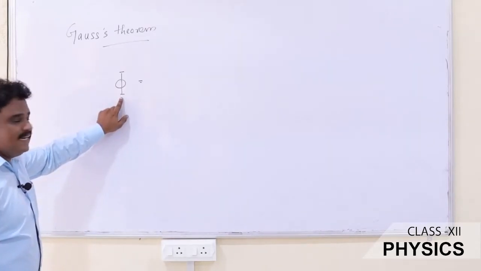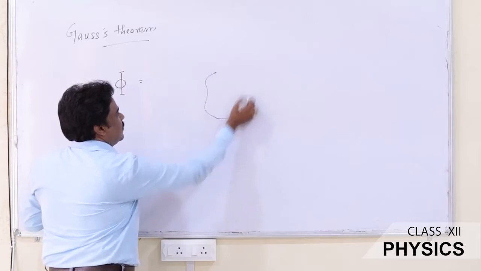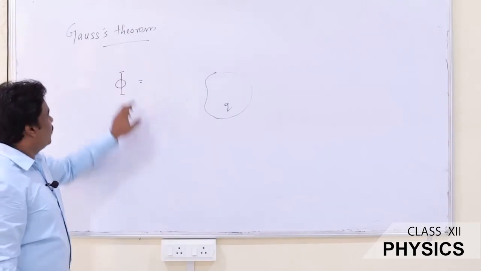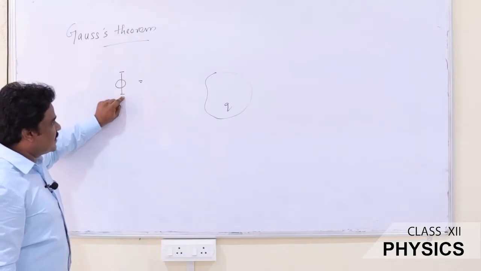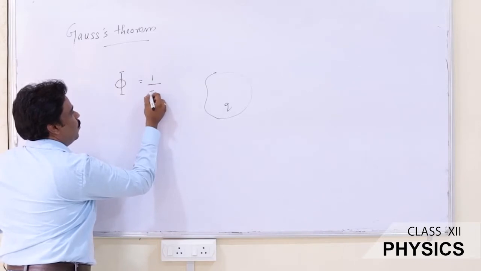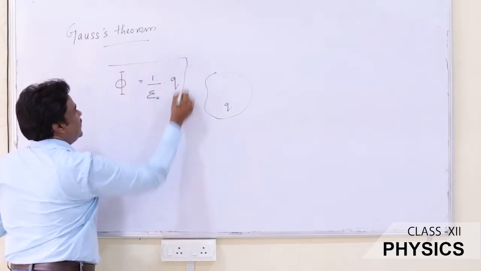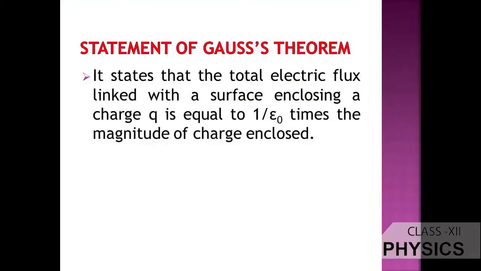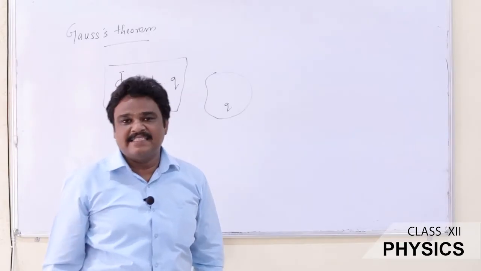So what about the total electric flux linked with a closed surface? I am going to assume this is a closed surface in which charge Q is enclosed. According to Gauss theorem, the total electric flux linked with a surface enclosing a charge Q is equal to 1 by epsilon naught times the magnitude of charge enclosed. This is the statement of Gauss theorem. Once again, Gauss theorem states that the total electric flux linked with a surface enclosing a charge Q is equal to 1 by epsilon naught times the magnitude of charge enclosed.